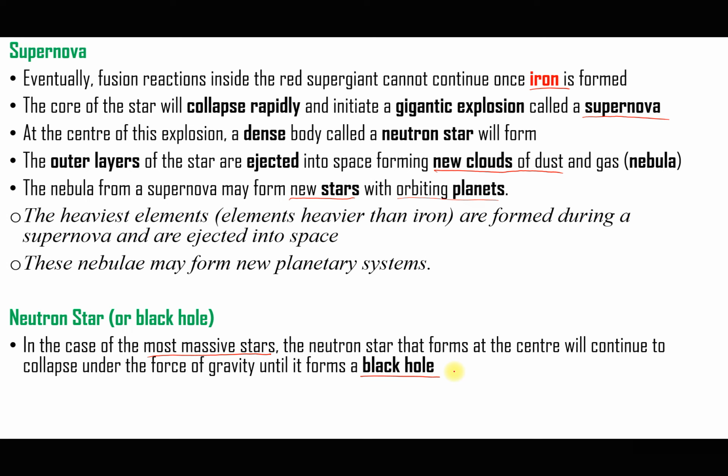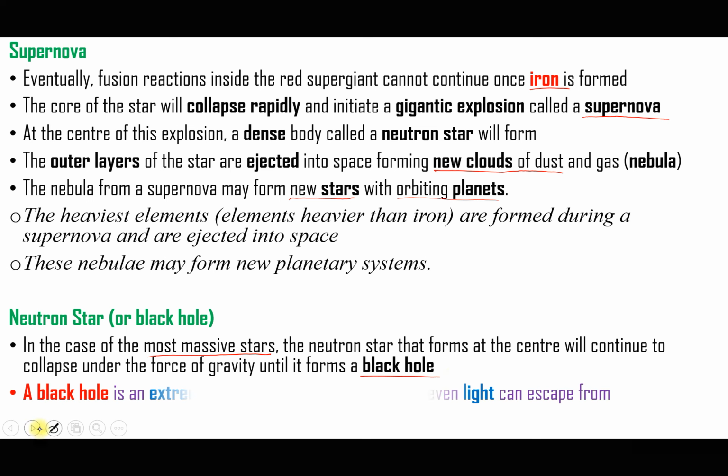The gravity is just enough to force the electrons and the protons to fuse to form neutrons, and it remains as a neutron star. But if the core was extremely massive, then the gravity is strong enough to make the core continue collapsing, where it becomes so dense that even light cannot escape its gravity. So it becomes what we call a black hole.